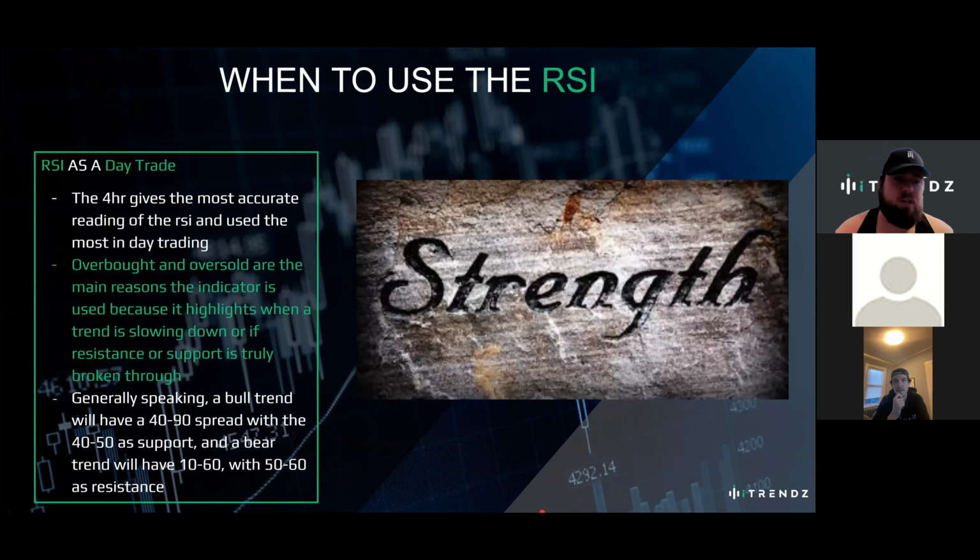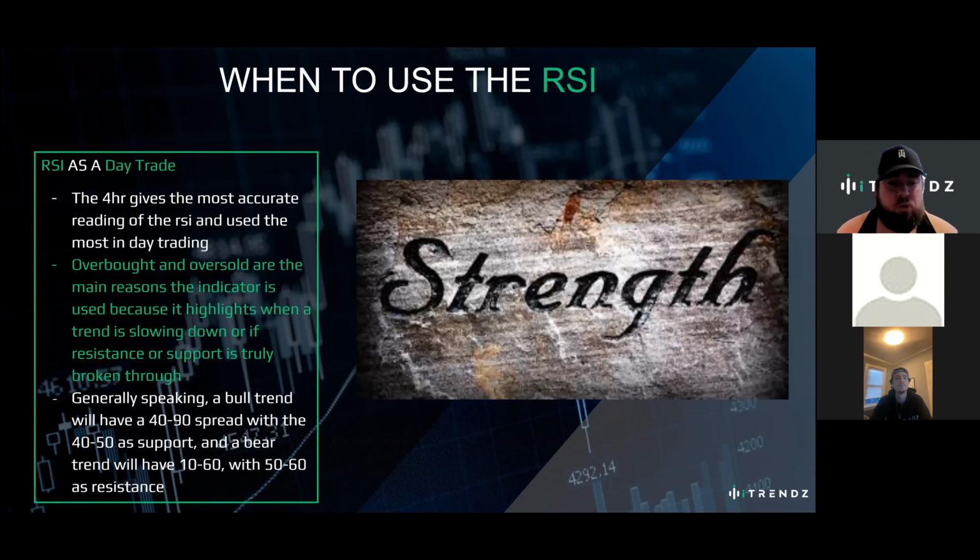When to use RSI. Now, when you're using RSI as a day trading tool, the 4-hour gives you the most accurate reading on where that stock's going to be sitting and where it's moving. The oversold and overbought are the main reason the indicator is used, because it highlights when a trend's going to slow down or if the resistance or support line are actually truly broken. When looking at a chart, you never want to enter on the first candle in. You want to make sure that the volume and the momentum is in your favor.